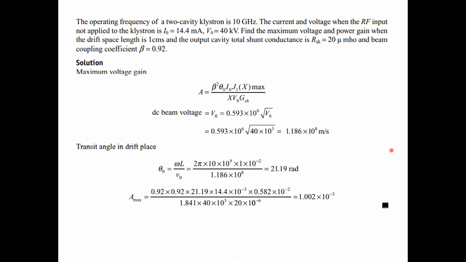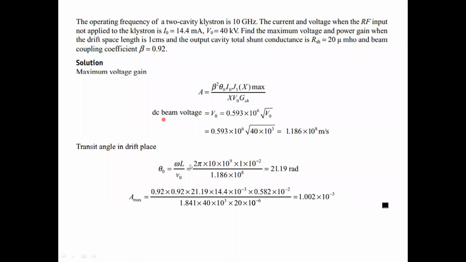By using this data, what is our intention? Again, calculate the transit angle. Same as in the previous problem where we solved the transit angle, similarly try to solve the transit angle by using the given data: omega L divided by V naught. Import the answers and do direct substitution in the transit angle. So we have got the answer, the angle 21 radians.